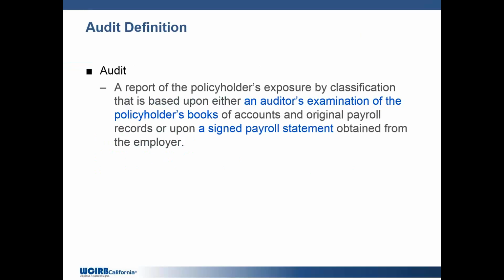In the Uniform Statistical Reporting Plan, that's the guide that we call the manual, and it has the standard classification system, there are some definitions for audit. And basically what we're looking at here in the definition is the variance between a physical audit and a voluntary audit. So the physical audit is where we're examining the policyholder's books and records, and the voluntary audit is the signed payroll statement.